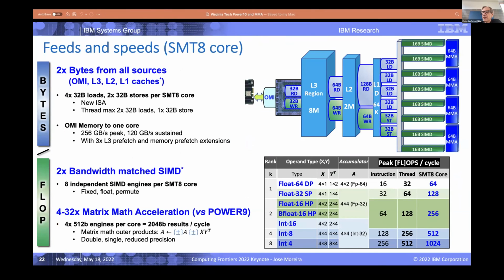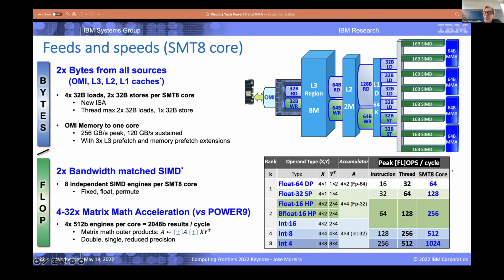So now I'm going to talk in a bit more detail about this matrix multiply assist functionality. I mentioned the enhanced bandwidth in the processor, right? Both internally within the processor in terms of its data paths to the caches and so on, as well as the bandwidth out to the off-chip memory.